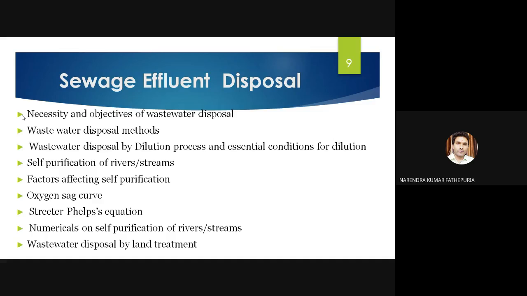If the sewage is not treated, suppose if it is domestic sewage, if you want to dispose of it in the river water body, a flowing water body, it will be treated with the natural purification methods. The most common method is called the dilution process, the dilution method. And once you get the sewage effluent, there's land treatment also, land treatment techniques. That is the two methods, dilution method as well as land treatment. So there are various things like self-purification of rivers and streams. We have to study the oxygen sag curve, factors affecting self-purification, the Streeter-Phelps equation, numericals on self-purification of rivers and streams, and wastewater disposal by treatment.